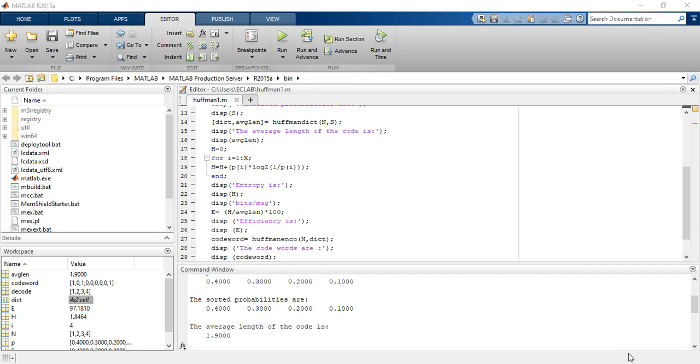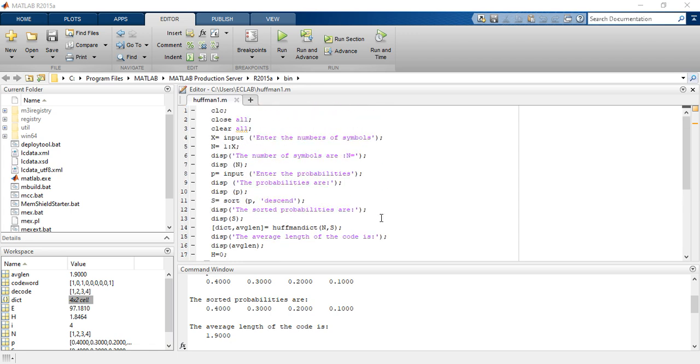Good morning. Let us see the MATLAB code for Huffman coding. Huffman coding is a data compression technique which is used for lossless data compression, used in digital communication systems. It will minimize the redundancy bits present in the symbols, and that is the main intention of Huffman coding for data compression. Okay, let us see the MATLAB code for Huffman coding.